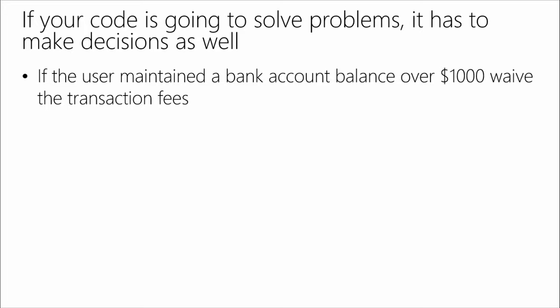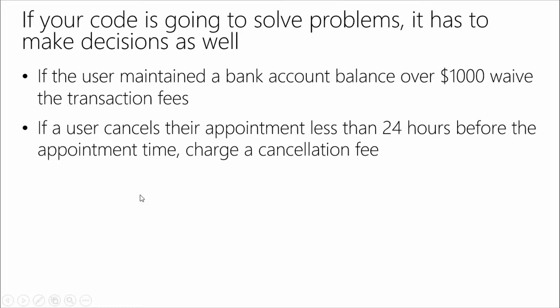So if you're writing a program that has to calculate what fees to charge a user, you need to be able to say, well, if it's over $1,000, don't charge this fee. If it's under $1,000, charge the fee. Very simple, but very real world.